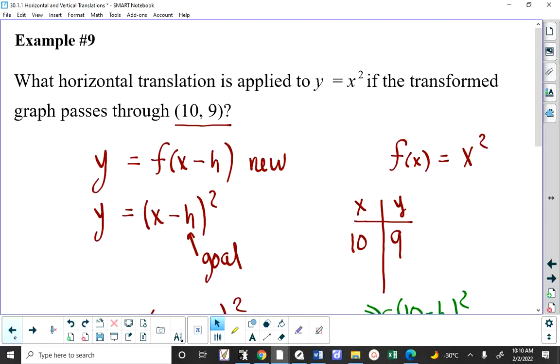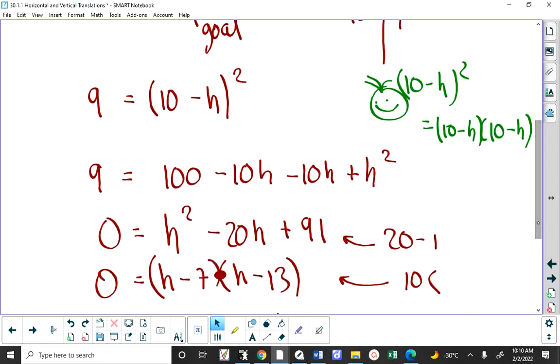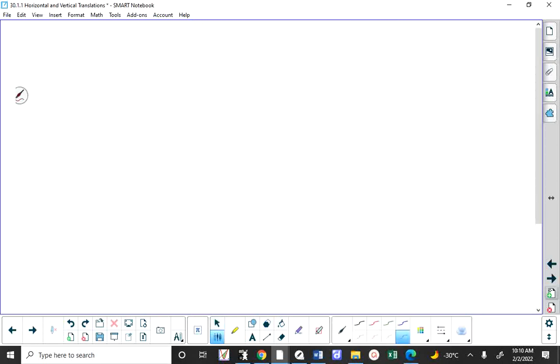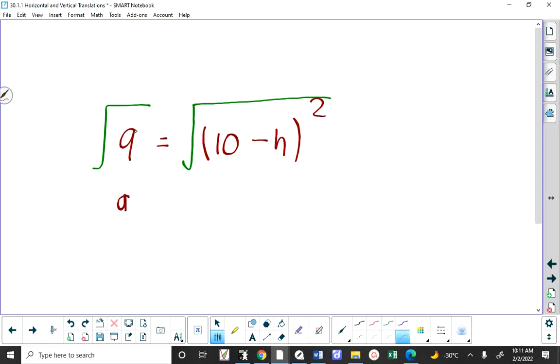I said I was going to do it another way and then ask you why I have an error. So I'm going to start off with 9 equals 10 minus h quantity squared. And this would be something that if you weren't paying close attention in 20-1 you would do, or if you hadn't taken 20-1 you would do. You'd say, well, I'm going to take the square root of both sides. That gets rid of the squared. I'm left with 3 equals 10 minus h, because the square root of 9 is 3.